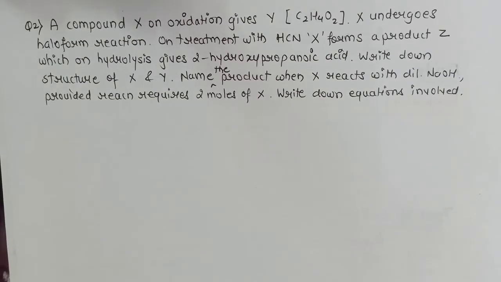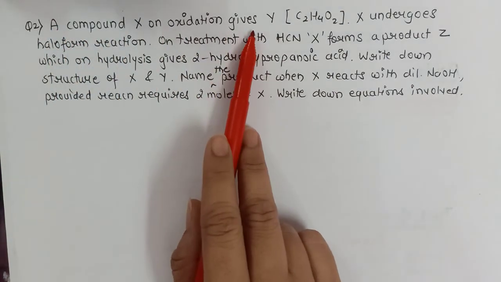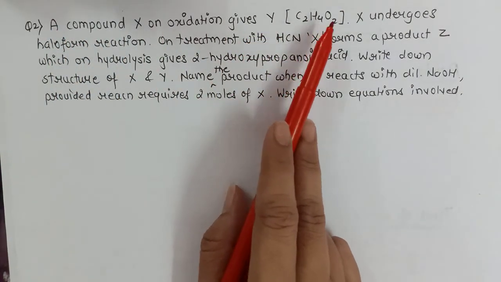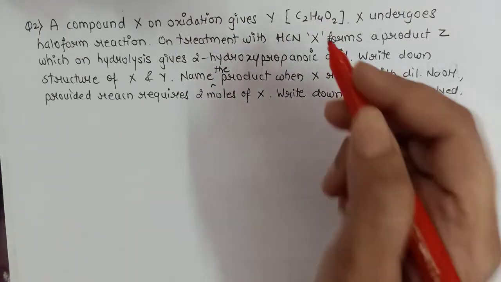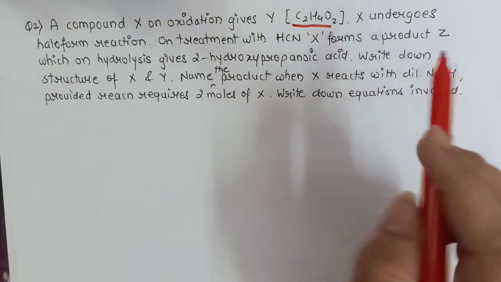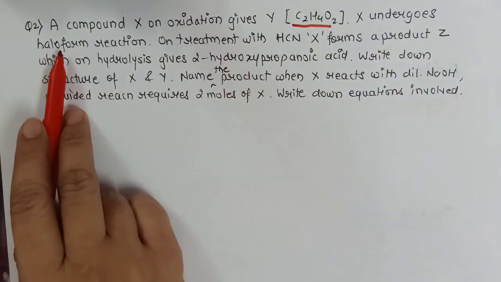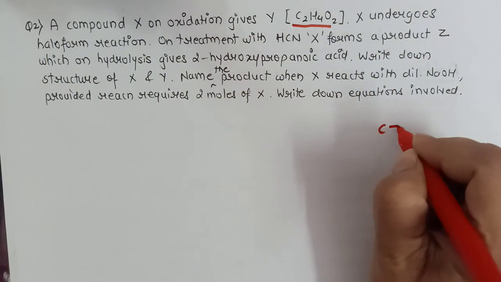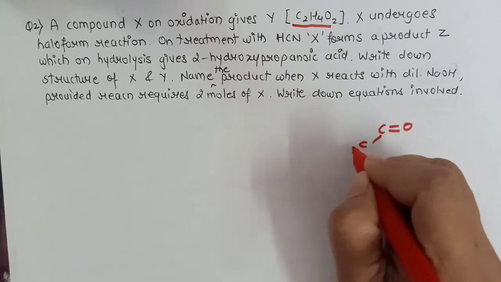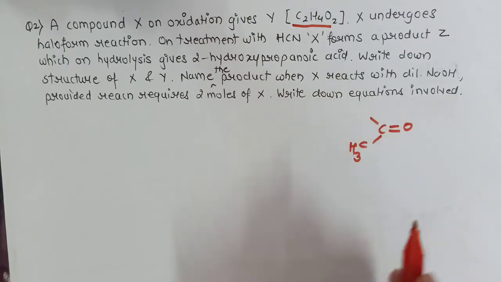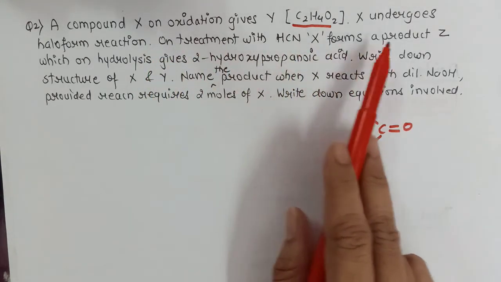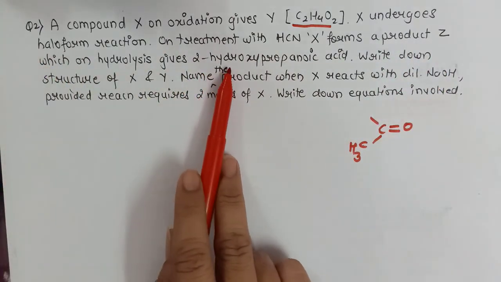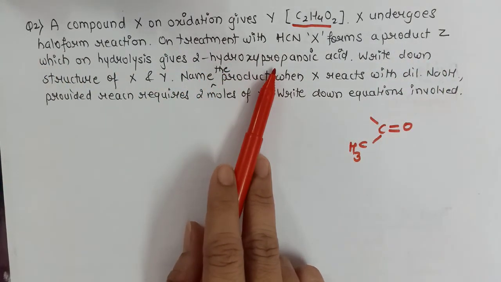Let us solve one more question. A compound X on oxidation gives Y, C2H4O2. That means it must be a carboxylic acid. So I have got one hint that one of the products is a carboxylic acid. X undergoes a haloform reaction. That means surely it has a carbonyl methyl group. Right now I don't have any idea whether it is an aldehyde or ketone. On treatment with HCN, X forms a product which on hydrolysis gives 2-hydroxypropanoic acid.